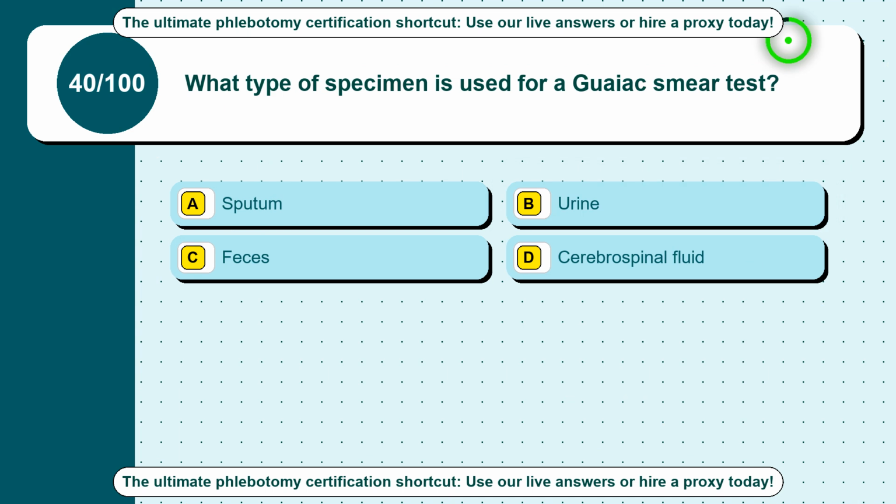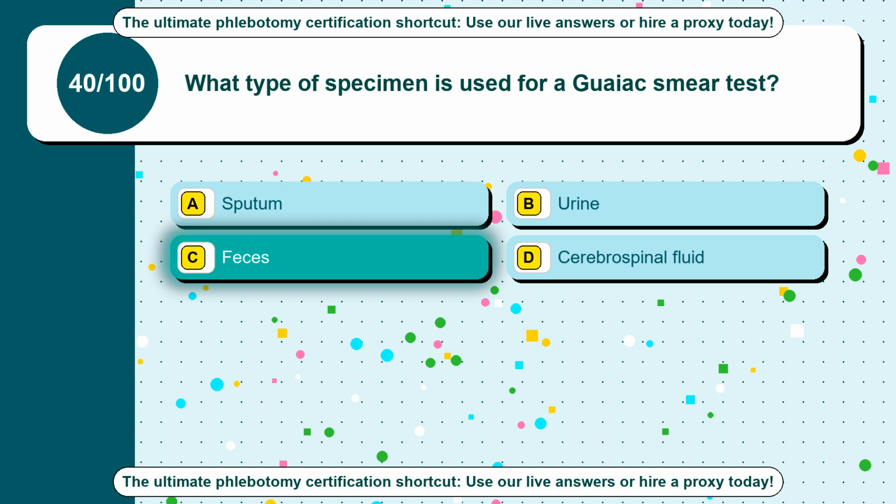Question 40. What type of specimen is used for a guaiac smear test? Option A, sputum. Option B, urine. Option C, feces. Option D, cerebrospinal fluid. The correct answer is option C, feces.